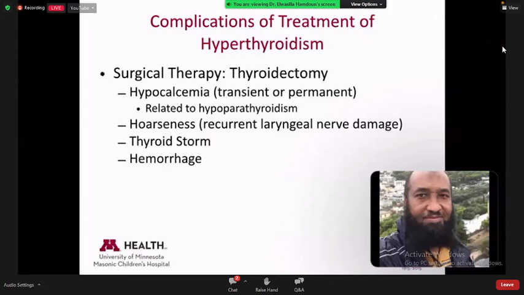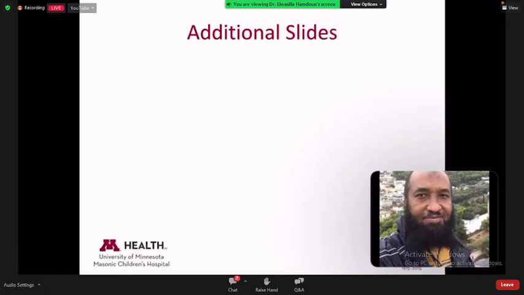Hoarseness of the voice, remember, is usually due to recurrent laryngeal nerve damage. It's a very common surgical complication of thyroidectomy. Thyroid storm: the surgeons can manipulate the gland to remove it, and that squeezing and manipulation of the gland, especially if the patient is not well controlled thyroid activity-wise before the operation, can make these preformed hormones leak into the bloodstream, and this can also induce thyroid storm. Hemorrhage is also a side effect.